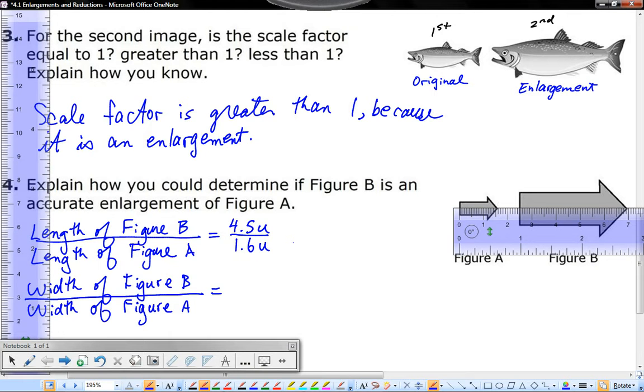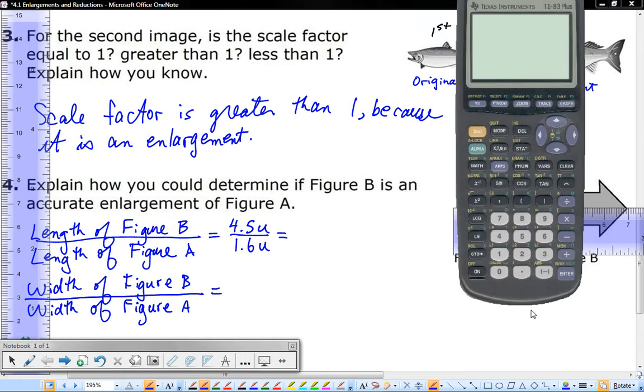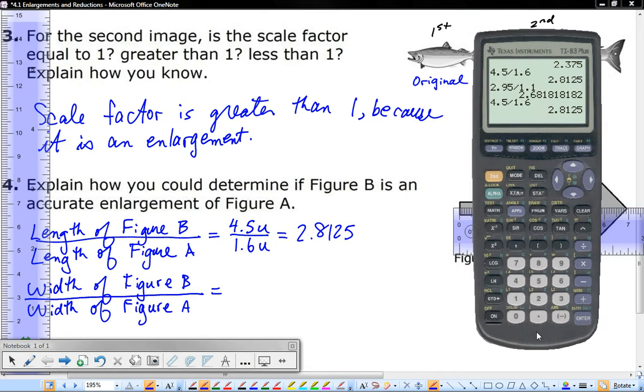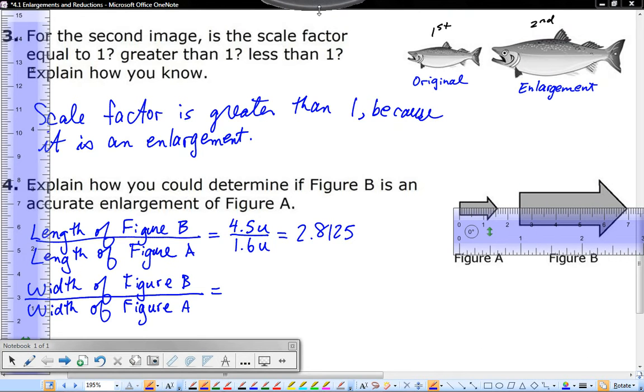Okay, so that's going to give us a scale factor, and I'm going to need to use my calculator for this. So let's do 4.5 divided by 1.6 and see what we get. We get the scale factor of 2.8125. Okay, good. Now let's see if we get the same scale factor when we compare.